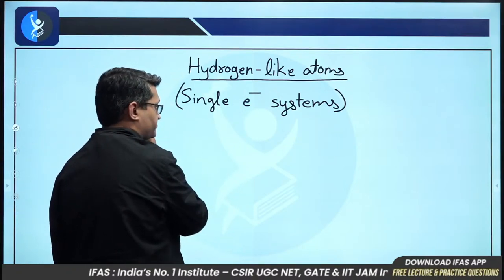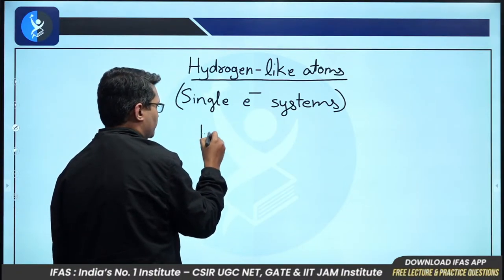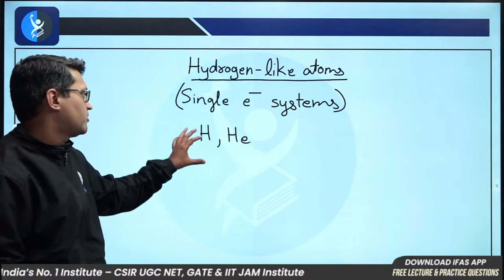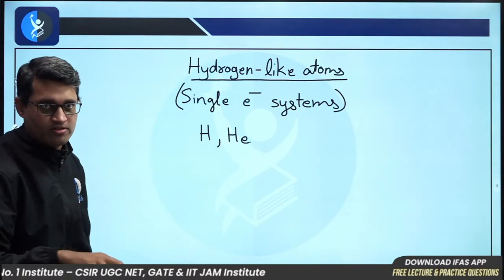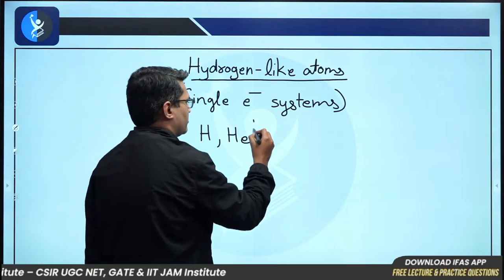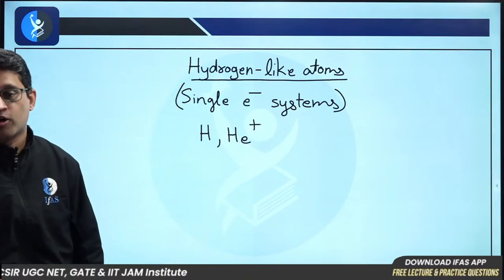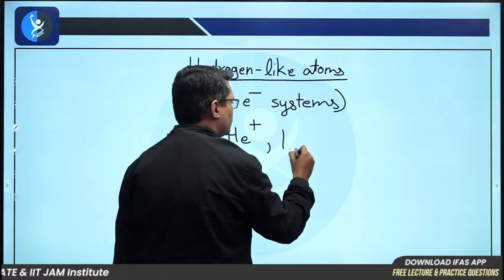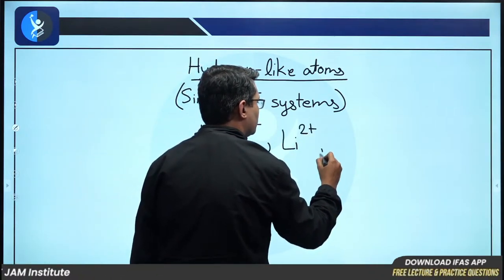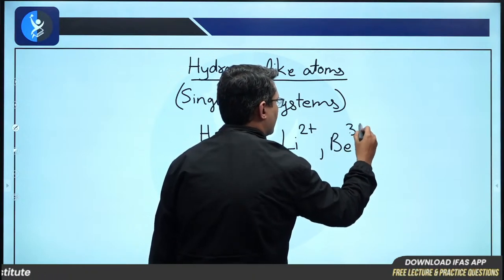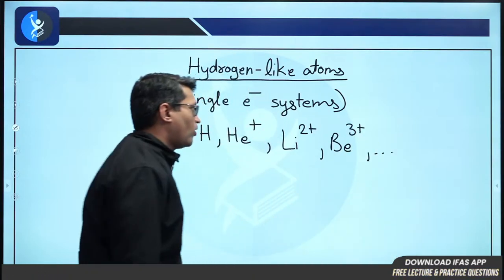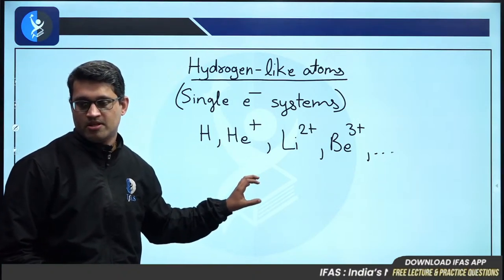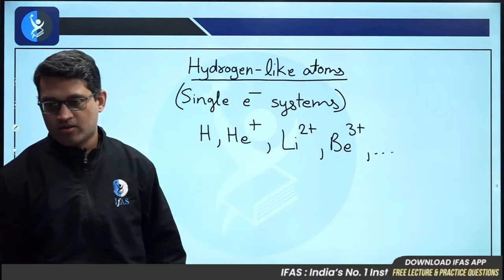So for example, hydrogen, but not helium. Hydrogen is a one electron system, but not helium. Helium has two electrons. So what if we remove one electron and we get helium 1 plus? In the same way, we'll remove two electrons from lithium, we'll remove three electrons from beryllium, and so on. All of these systems are single electron systems.